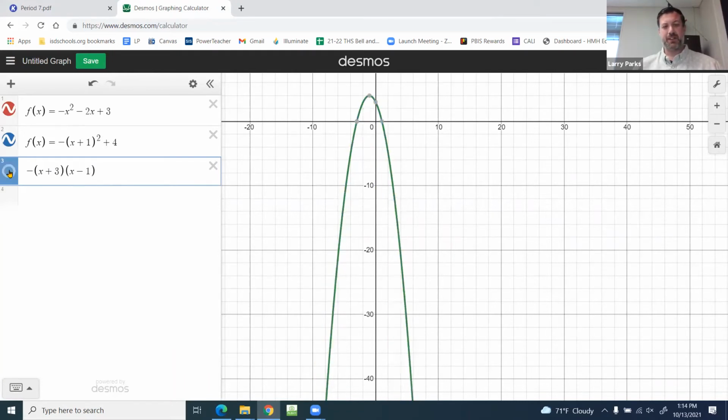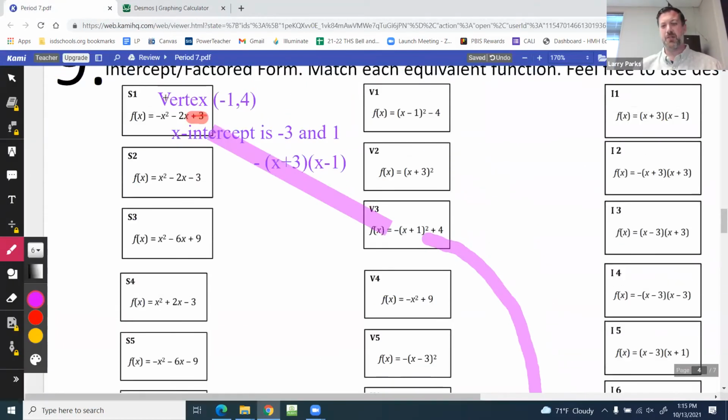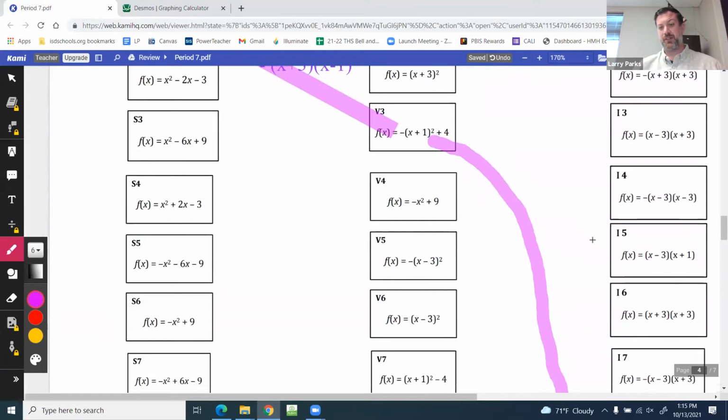And look, they are the same thing. I clicked there, I can see the green appear over the blue. So that's how you're going to go through and match those. You're going to match one of these in column 1 to one of those in column 2 to one of those in column 3. Make sure you know how to do that.